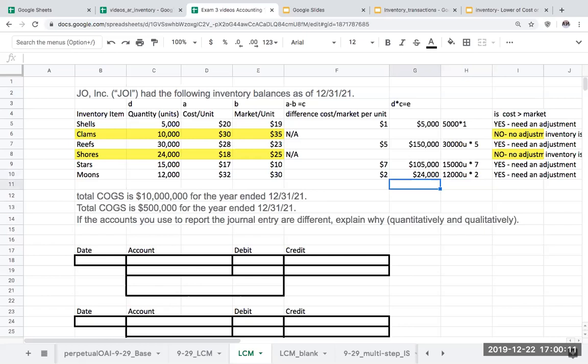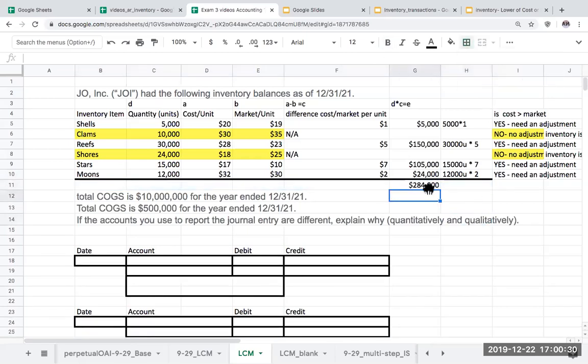Okay. So now I've done this on an individual item basis. What I'm now going to do is add up all of my items. So the total amount of the adjustment that I need for my financial statements is going to be $284,000. We're being asked for two different things. The first one is what journal entry I should do. The total amount of my adjustment is $284,000. I got that by adding up the individual amounts for each item: $5,000, $150,000, $105,000, and $24,000. So that's my total adjustment.